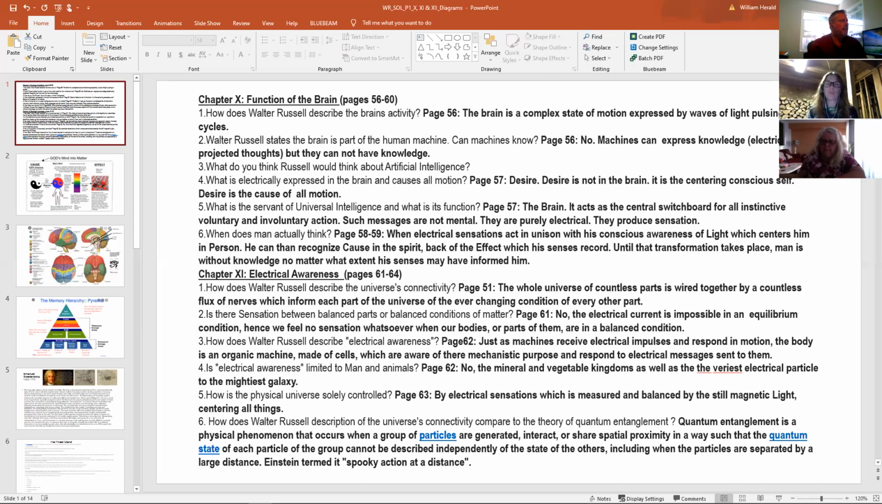So with that being said, let us start with the first question from The Secret of Light from page 56. The question is, how does Walter Russell describe the brain's activity? And from page 56, the brain is a complex state of motion expressed by waves of light pulsing in cycles.